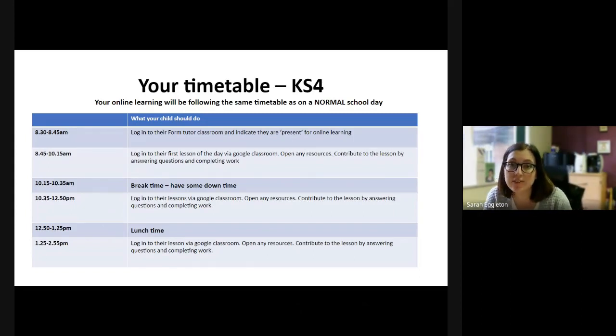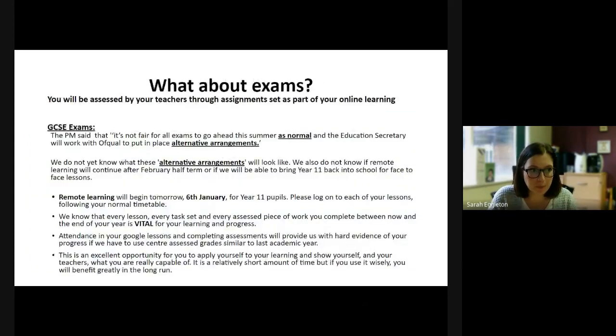Key Stage 4, however, if you take GCSE or OCR PE, if you take art, photography, drama or music at a qualification level, then you will have online live lessons for those subjects. So not for Key Stage 3, but for Key Stage 4, live lessons as normal.